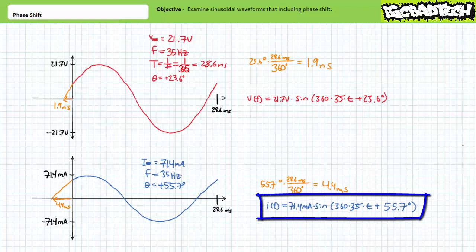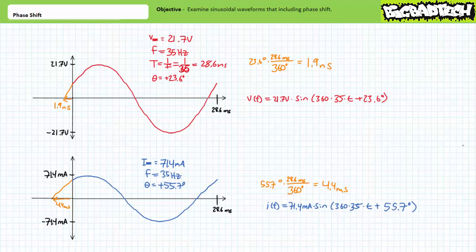I of t equals 71.4 milliamperes times the sine of 360 times 35 times the time of interest plus 55.7 degrees. I of t has a peak value of 71.4 milliamperes, a frequency of 35 Hz, a period of 28.6 milliseconds, and a phase shift of positive 55.7 degrees, meaning it's shifted positive 55.7 degrees forward. 55.7 degrees inside a 28.6 millisecond period corresponds to a leftward time shift of roughly 4.4 milliseconds, as this operation chain illustrates.